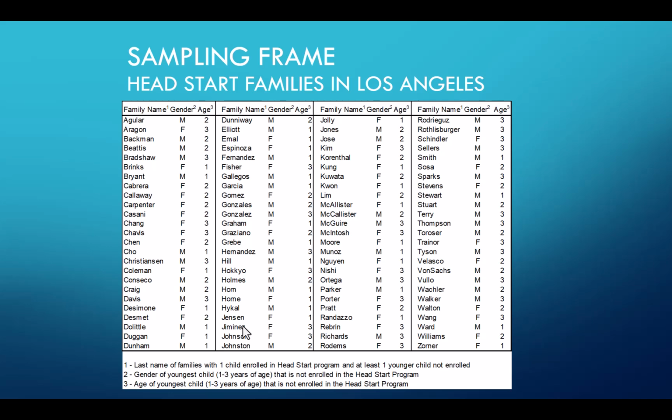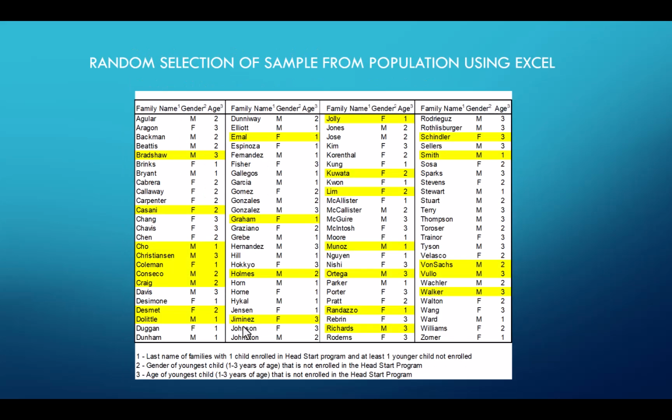So we have 100 families here. Think of an actual population being 1,000 or 10,000. And our sample size, which is predetermined, is going to be 25. Imagine adding a 0 to that for a real study. So using the random function in Excel, I've selected 25 participants.